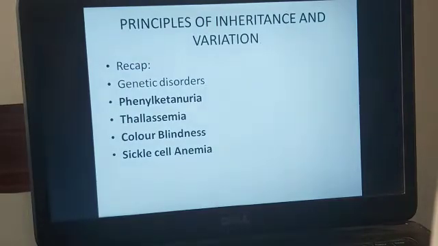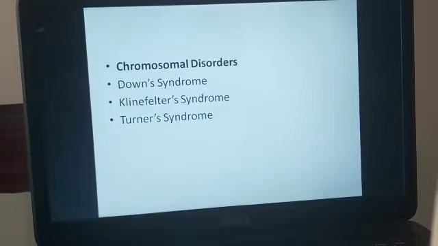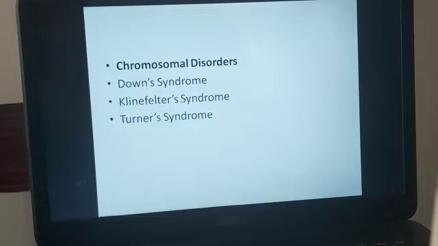This is Veena teacher. Let us quickly recapitulate what we have seen in the previous module. In the previous class, we have seen genetic disorders: phenylketonuria, thalassemia, color blindness and sickle cell anemia. In today's class, we are going to look into chromosomal disorders, and the diseases that we are going to study are Down syndrome, Klinefelter syndrome, Turner syndrome.